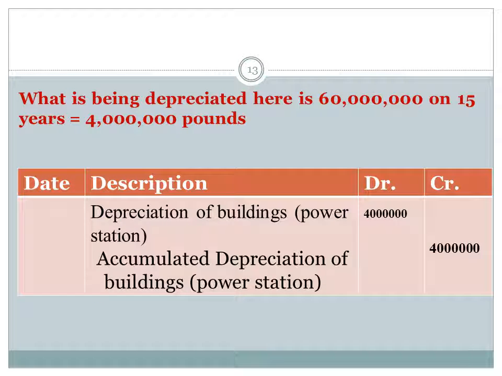What is being depreciated here is 60 million divided by 15 years, equal to 4 million pounds. The entry for depreciation is depreciation of building power station in the debit side, 4 million. In the credit side, accumulated depreciation of building power station, 4 million.